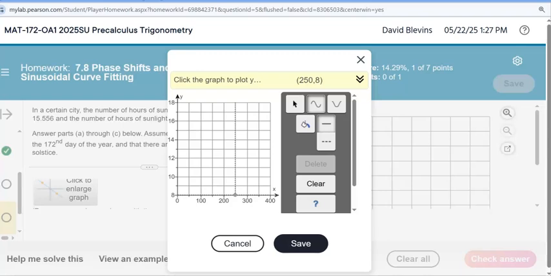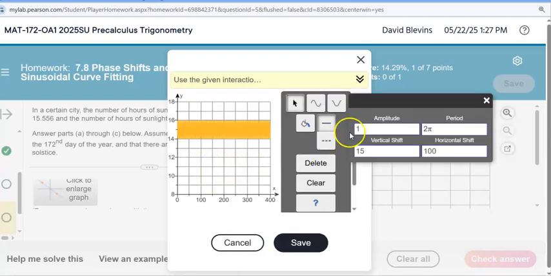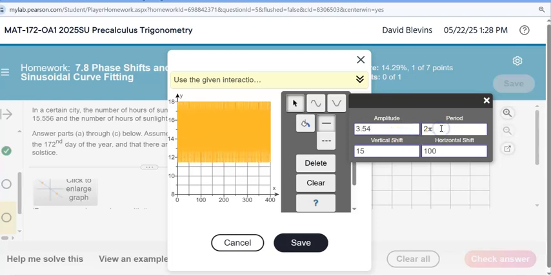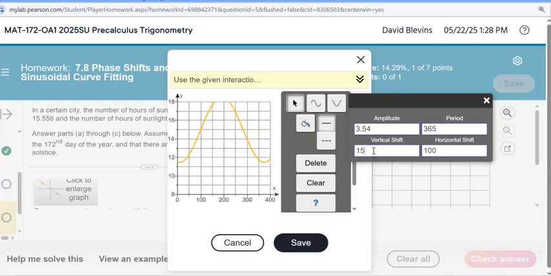All right, you just click in there anywhere. It doesn't matter where you start from. Just click in there. It wants to know what's your amplitude. My amplitude is 3.54. Wants to know what is my period. My period is, there's 365 days in a year, so 365. My vertical shift, that's what I always refer to as the midline, so that's the 12.016. And then my horizontal shift, that's the phase shift.